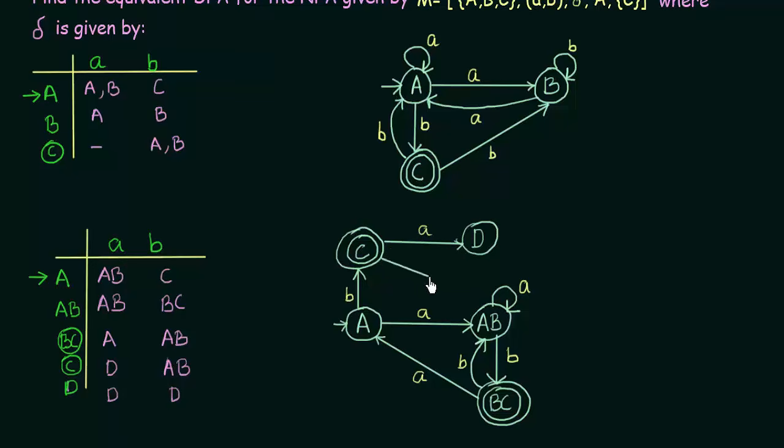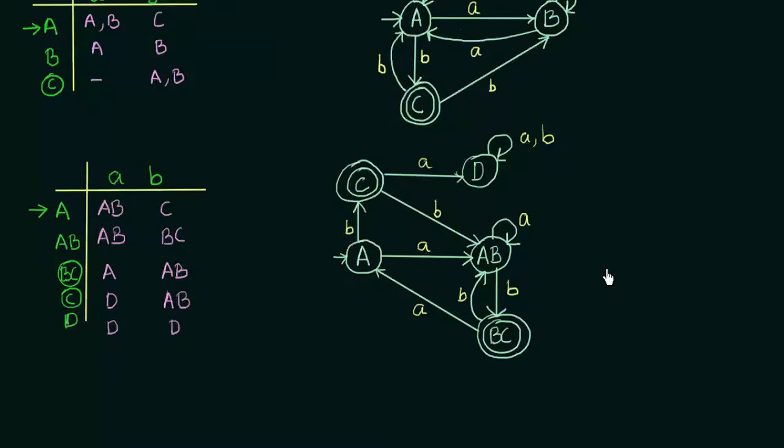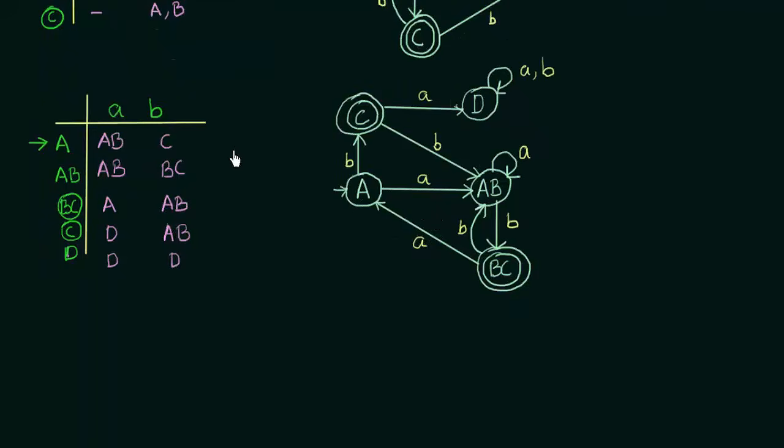And state D, on getting input A and B, stays in D itself. So whatever it gets, whether it is A or B, it stays in D itself. So here we have completed the DFA for the NFA that was given. Using our subset construction method, we have constructed this DFA. So I hope this was clear to you.